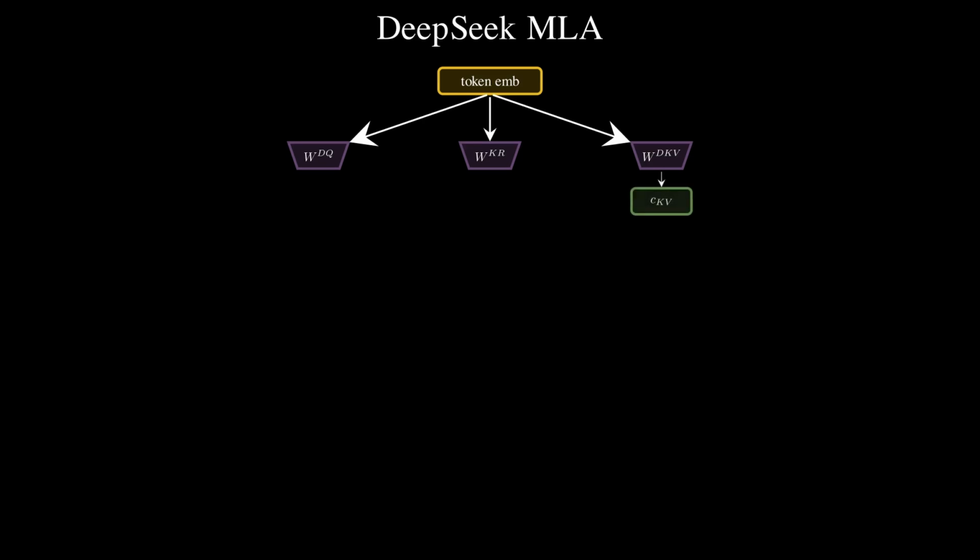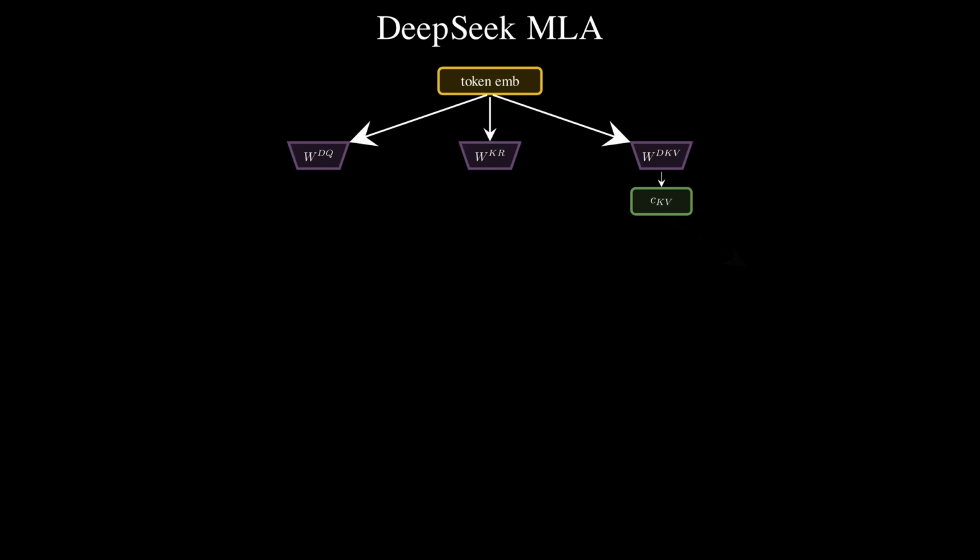It also begins with three but slightly different matrices: WDQ, WKR, and WDKV, but these produce down-projected latent vectors. In other words, the activations are smaller than the original token embeddings. Now let's focus on the right side of the diagram. Instead of traditional KV cache, we store a compact representation called CKV. Because it's down-projected, it takes significantly less memory.